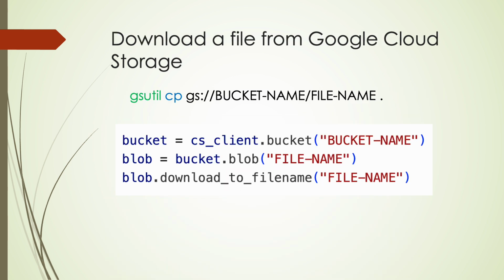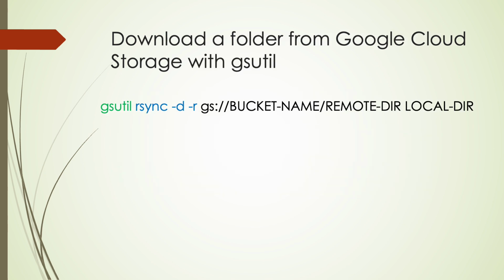The code for downloading a file from Google Cloud Storage is similar to that for uploading a file, just the direction is opposite. Similarly, in Python, the download_to_filename method is used to download a file from Google Cloud Storage. The boilerplate code for creating the bucket and blob is the same. The gsutil code to download a folder from Google Cloud Storage is also similar to that for uploading a folder. Note that the -d option can be dangerous. It will delete the files that exist in the destination folder but not in the source folder.